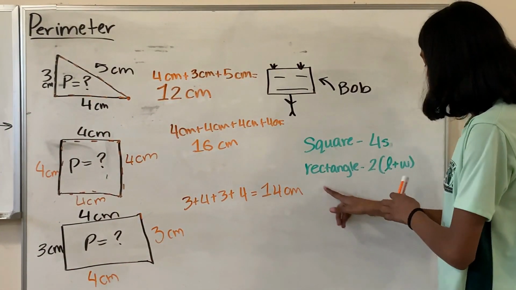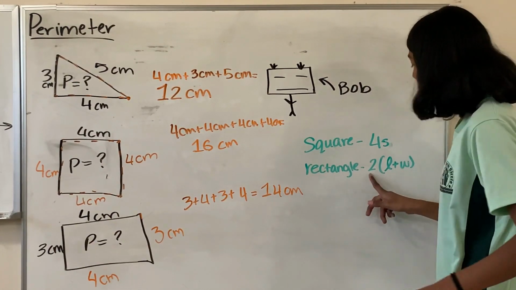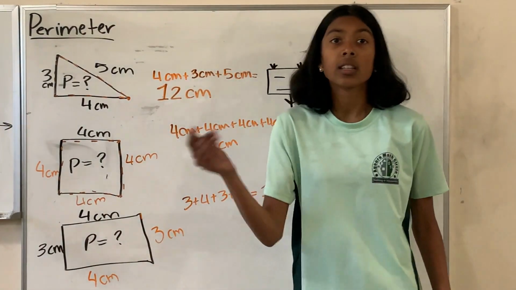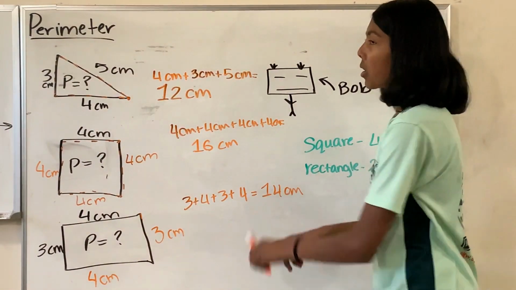Our rectangle's formula is basically adding the length and the width, multiplying it by 2. We add the length and the width. 3 plus 4 is 7, times 2 is 14. It works.